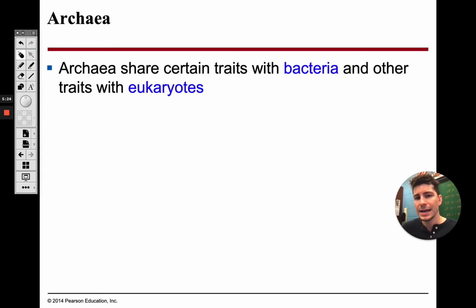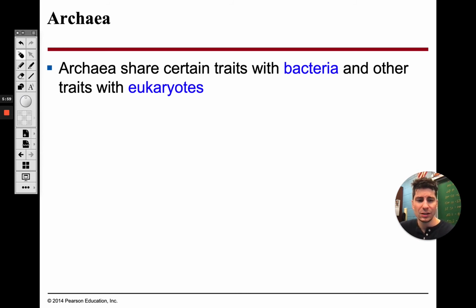Now, archaea. These are going to share some traits with bacteria and other traits with eukaryotes. But our archaea are actually more closely related to eukaryotes than bacteria. Kind of like fungi. You know how I said fungi is not a plant? Fungi is actually more closely related to us than it is to plants, based on the nature of that organism. But archaea are more closely related to eukaryotes, us, than bacteria.